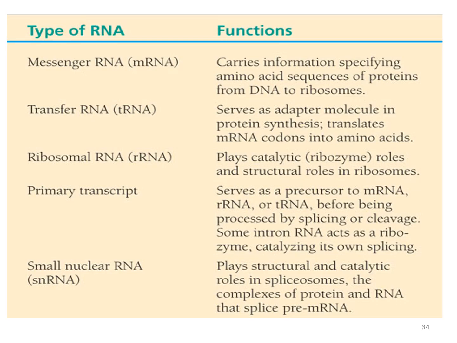This is a summary of the different classes of RNA. Messenger RNA carries information specifying the amino acid sequence of a protein from DNA to ribosomes, and transfer RNA serves as an adapter molecule in protein synthesis, which translates the messenger RNA code into amino acids. Ribosomal RNA plays catalytic and structural roles in ribosomes, and the primary transcript and small nuclear RNA also have their own roles like this. This is a summary, so you have to read it.